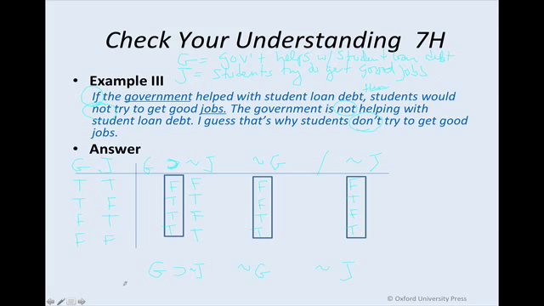Now let's see if there's a row on which the premises are true while the conclusion is false. And there is. Row number 3. This argument is what's known as denying the antecedent. We'll see this in chapter 8. The argument is invalid.